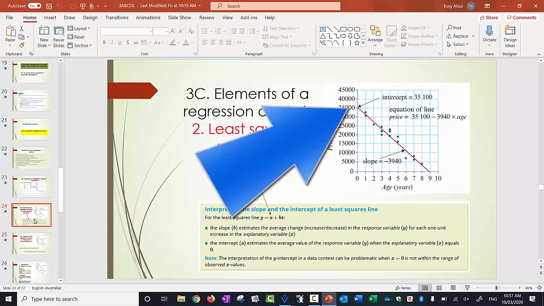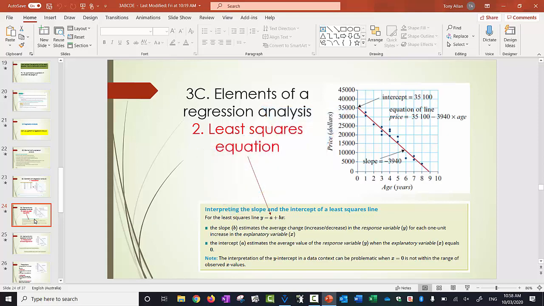So here's your intercept, which you get from the equation, because the equation was 35,100 minus 3940 times the age. So that's y equals a minus bx. And I did explain, sometimes they give you the y-intercept first, and sometimes they give you the gradient first. But this way they've done the y-intercept first, so you've got to show that you understand what this equation means. It means that the graph starts here, at 35,100 on the 0 line, and each year the line is going down by $3,940.